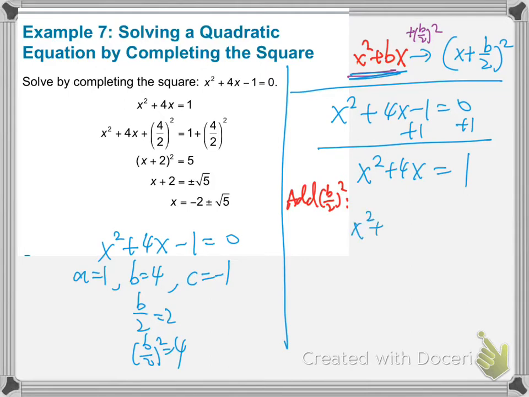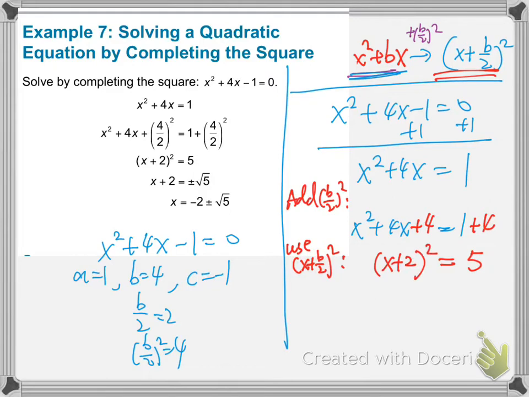X squared plus 4x is 1. Both sides we add 4. So on the right we got 5. What we will get on the left is this perfect square. Use x plus b over 2 squared on the left. So it's x plus 2 squared, because b over 2 is 2.